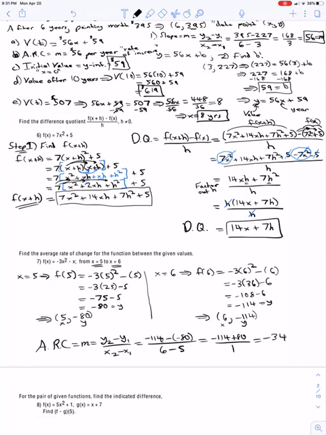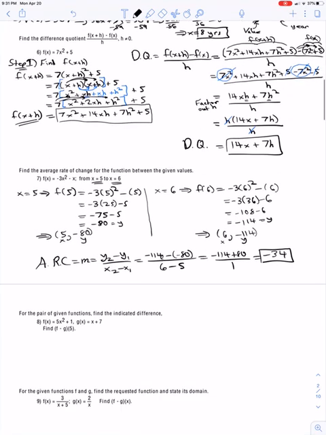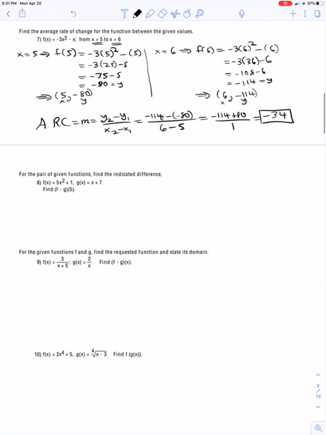So there it is. There's our average rate of change. Negative 34 is the average rate of change from x equals 5 to x equals 6. So negative 34 would be our output. So again, finding slope, calculating that slope value in our problem, finding the average rate of change between the given values. Moving on, let's continue our topic looking at some algebra functions.